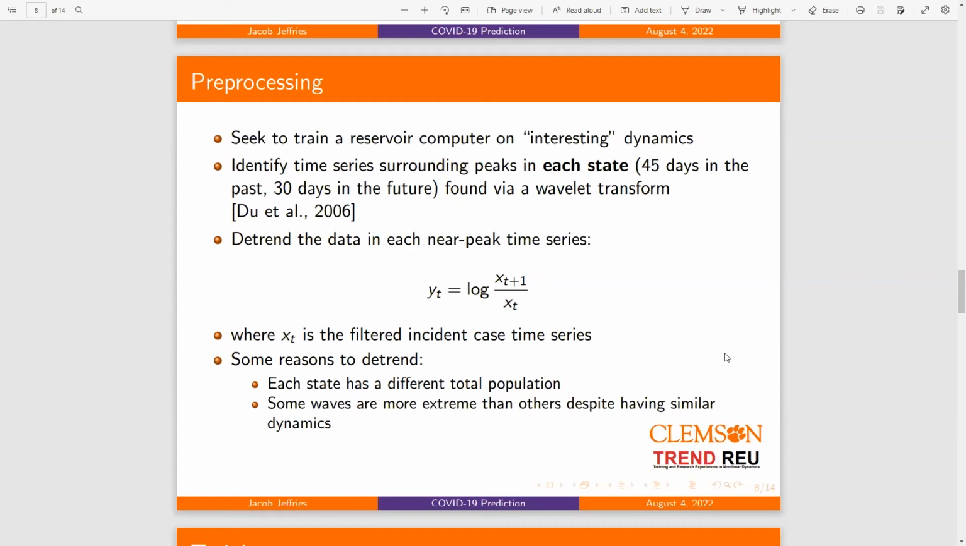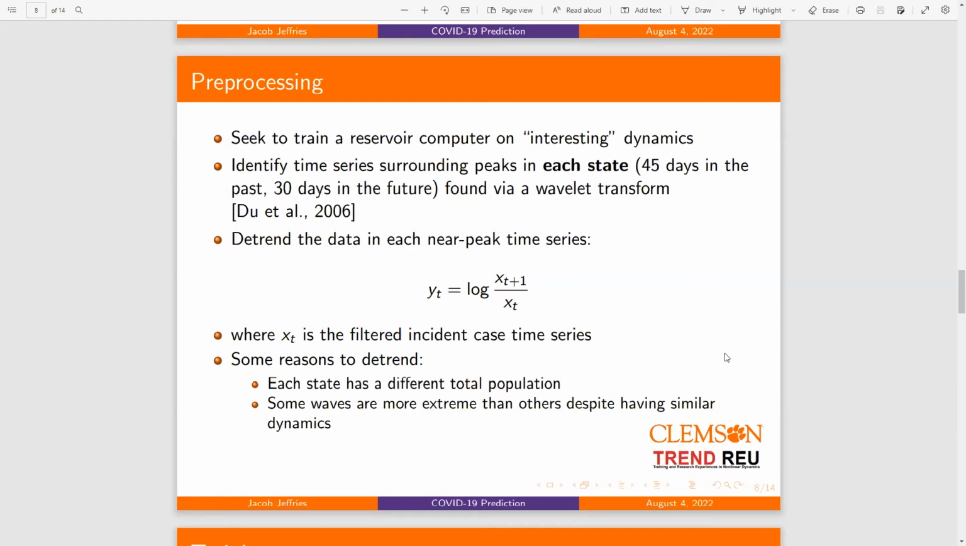The reason why we did this is because we want to be able to predict when a peak is happening, not when a peak is dying, because when a peak is dying, it's not really too important for preparation and all that. And then we did what's called detrending the data in each near peak time series, where X sub t is the filtered incident case time series, Y sub t is the time series we actually trained on.